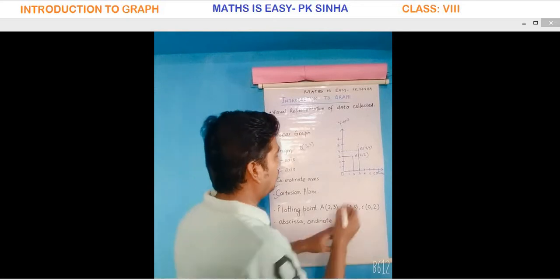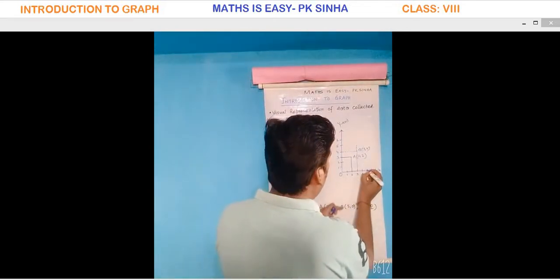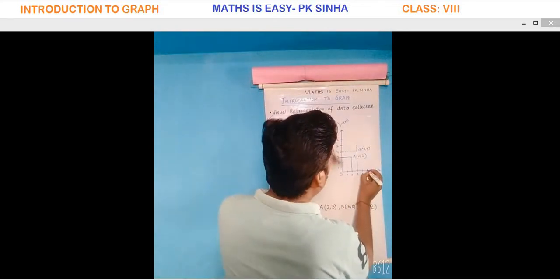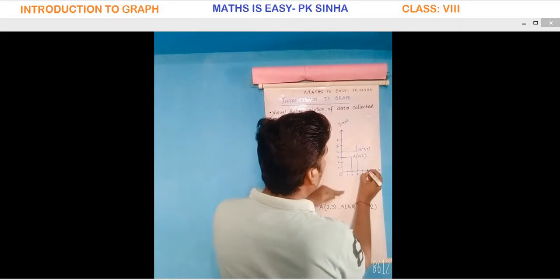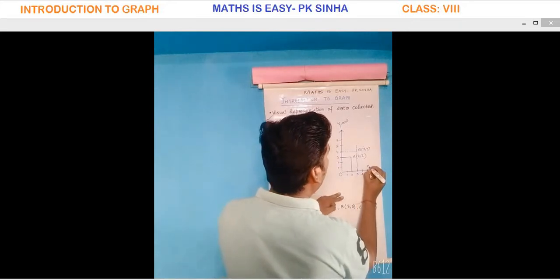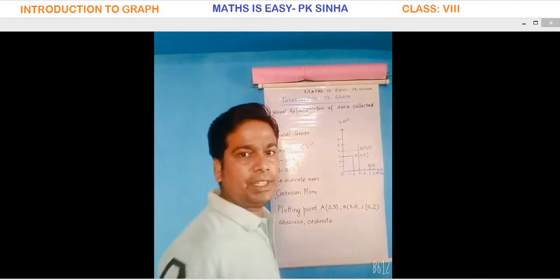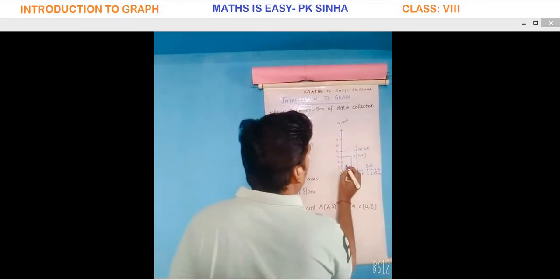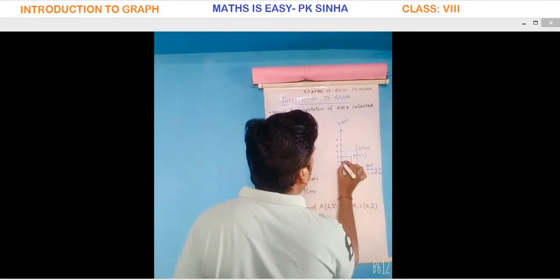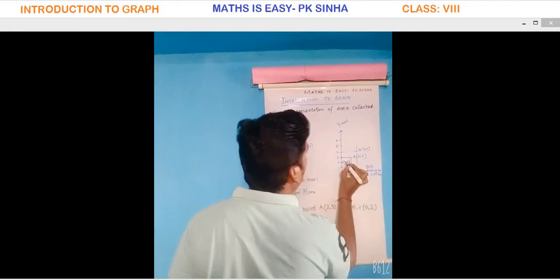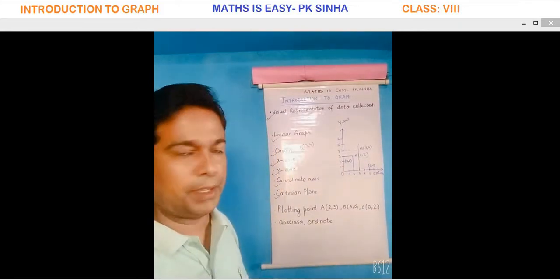Same way (5, 0). On the x-axis it is 5, but y is 0. If we move upward it is 1, 2, but 0 is the same point. So this point itself is called (5, 0). And when it is (0, 2), the x-axis value is 0 and the y-axis value is 2. This is (0, 2). Okay.